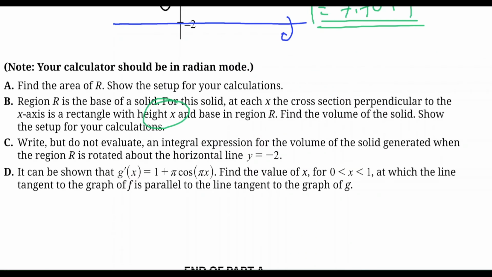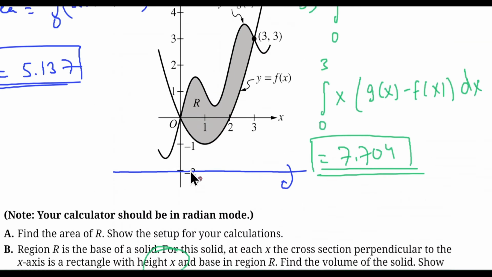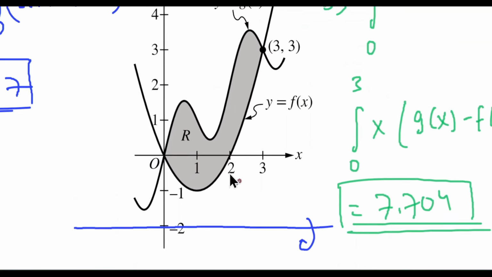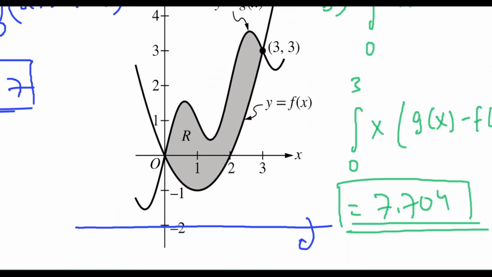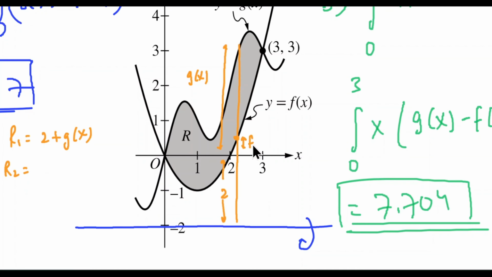Part C is asking, if this is rotated about y equal to -2, what is the volume? Not what is the volume, but what is the expression? Y equal to -2 is right here. I think it's going to form a washer. For the washer, I need the big radius that is going to be this much, which is already 2 units, right? And this much is g of x because that is basically the function side. So R1 is 2 plus g(x) and R2 is going to be to this point, right? So this is already 2 and this height is now function f(x). So this is 2 plus f(x).